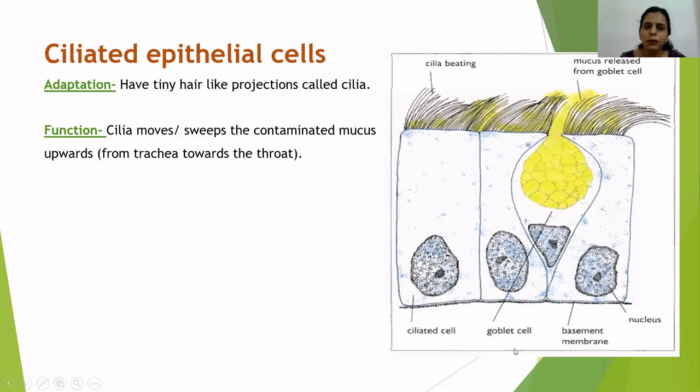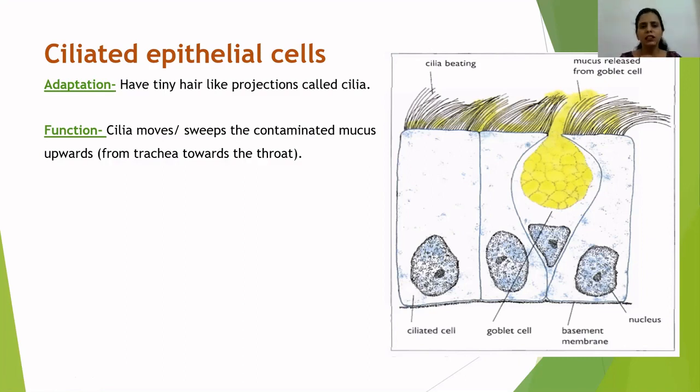The function of the goblet cell is to produce mucus. Once it is formed, this mucus settles on the trachea. The inner side of the trachea is covered with mucus. Now, when we inhale air into the body, the air has some dust particles or pathogens. Pathogens means disease-causing microorganisms.